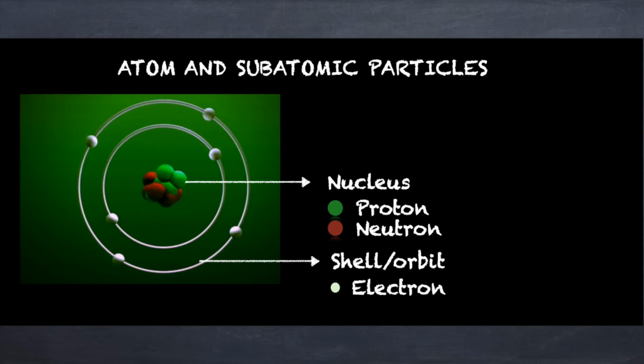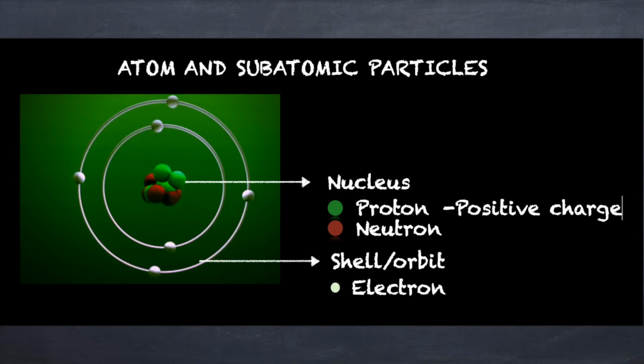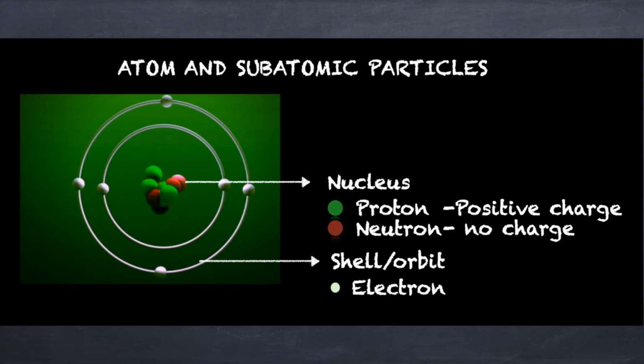The protons, which are present in the nucleus of an atom, are positively charged. That means they carry a positive charge. The neutrons, as the name says, are neutral. That means they carry no charge. The electrons, on the other hand, have a negative charge. So each electron is carrying one negative charge.